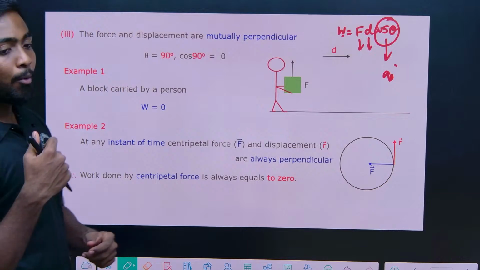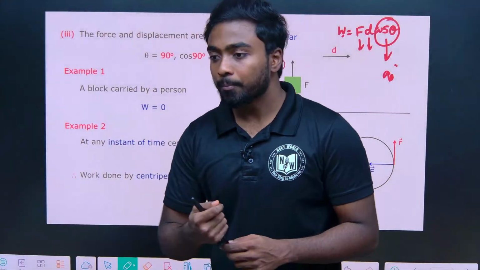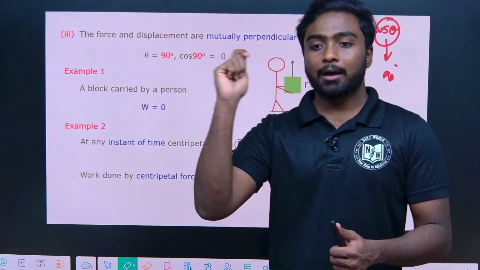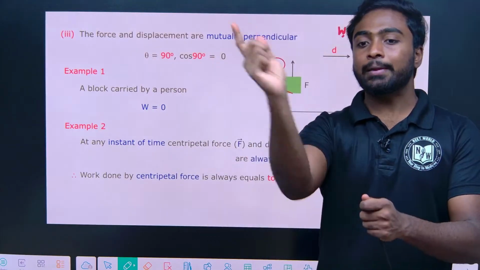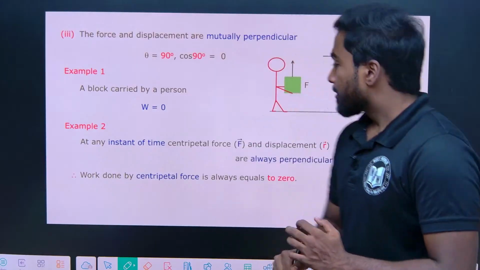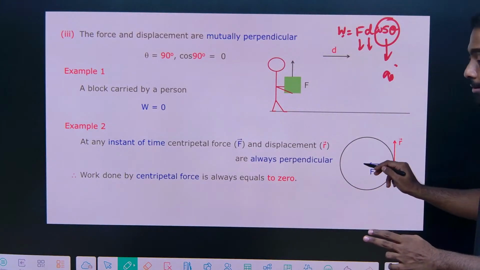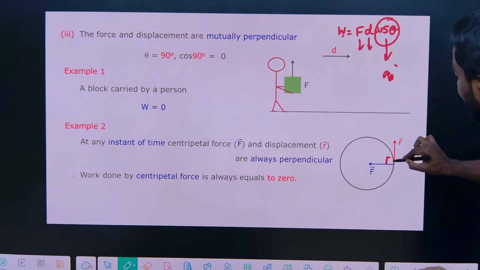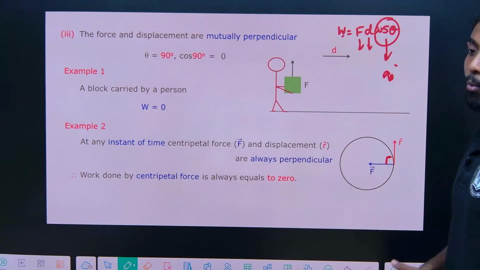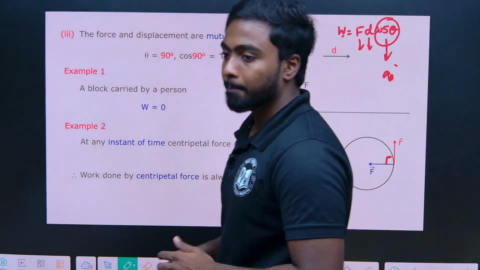So when we are talking about circular motion, like when I start rotating an object with a rope, it will be in a circular path. So when I am rotating, the force will be inward and the displacement will be outward. So the angle between them will be 90 degrees. So there is no work done for circular motion.